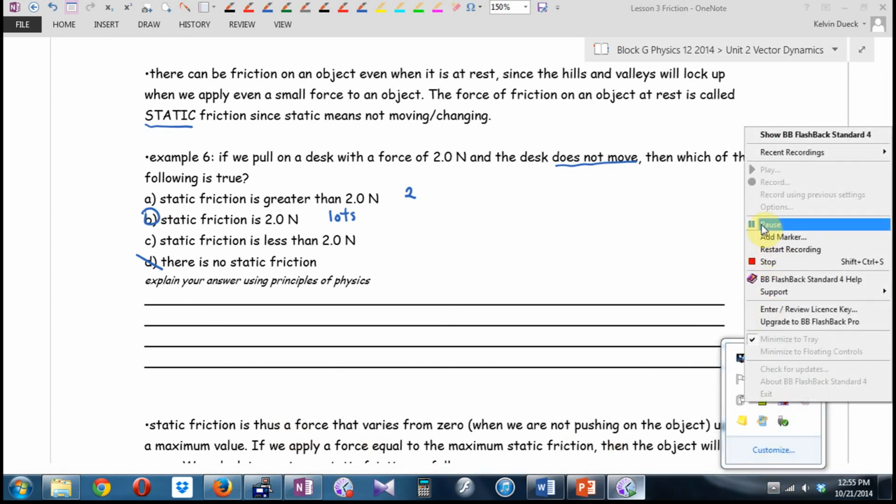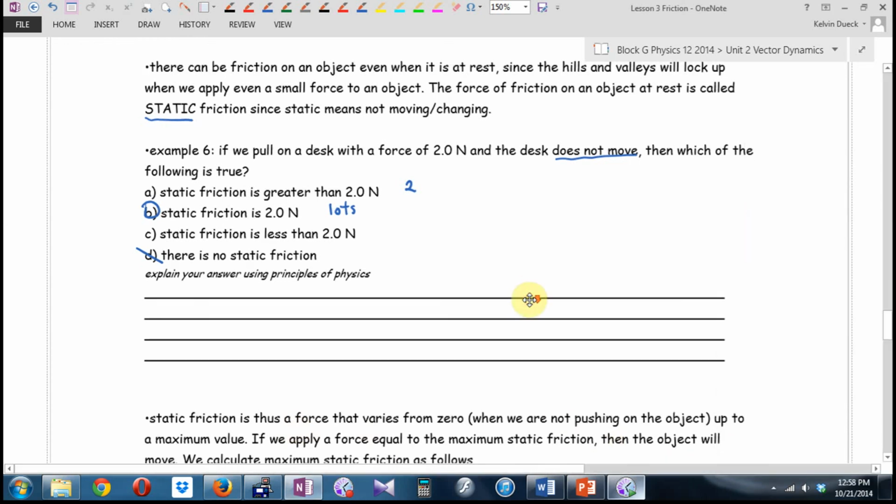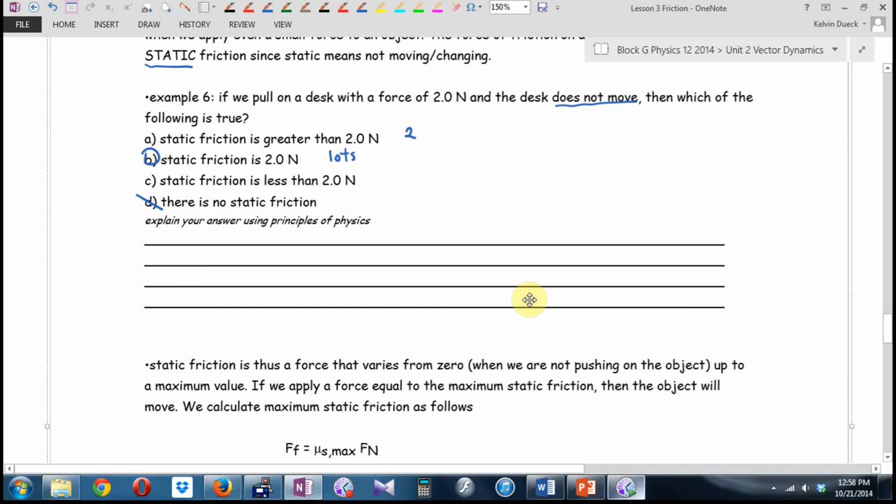So, going back to my desk. It says, explain your answer using principles of physics. I think we reasoned it with Newton's first, right? We said it has to be equal because the forces must be balanced. That's what Newton's first law says.